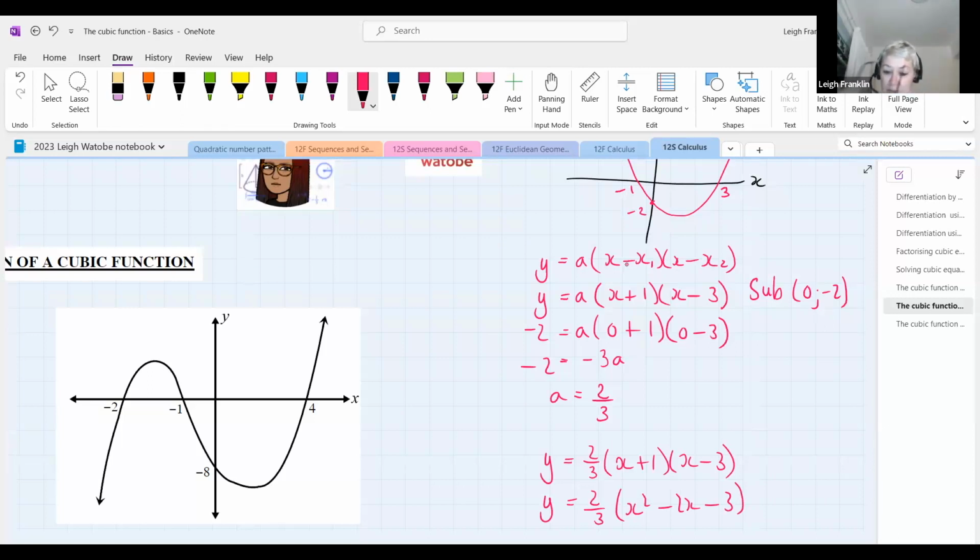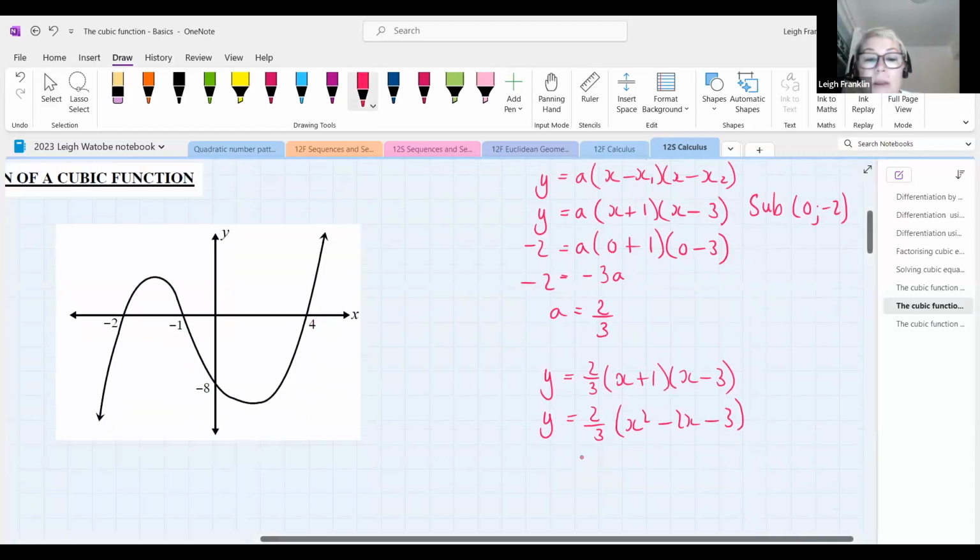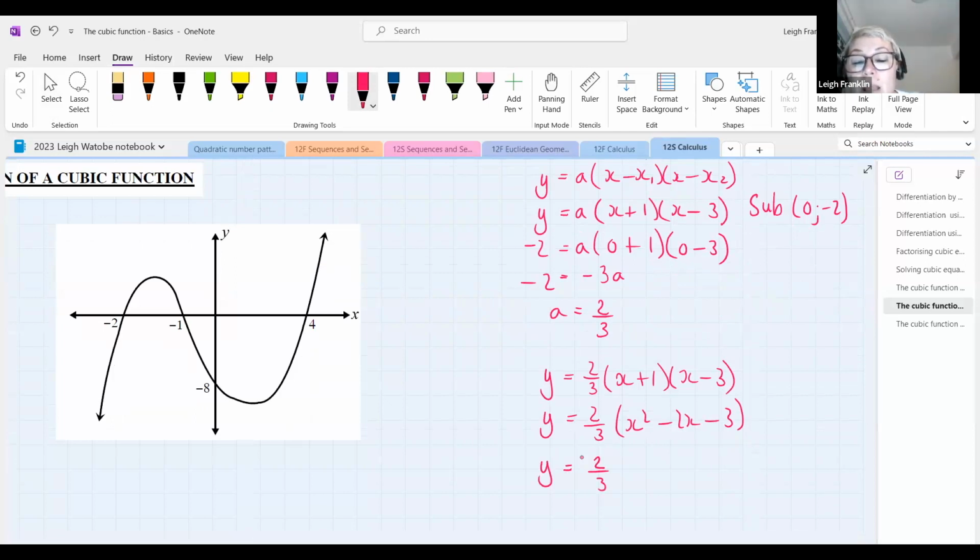And then you would just have to multiply each of those terms by 2 over 3. So in the end, we would end up with y equals 2 over 3x squared minus 4 over 3x minus 2. Okay, we would end up with something like that. We're going to be using the same concept this evening, all right? But when it comes to parabolas, either they can have one x-intercept, which is also the turning point of the parabola, or two distinct x-intercepts.